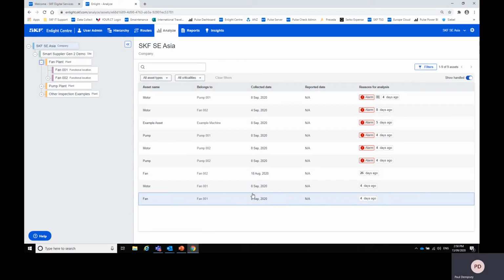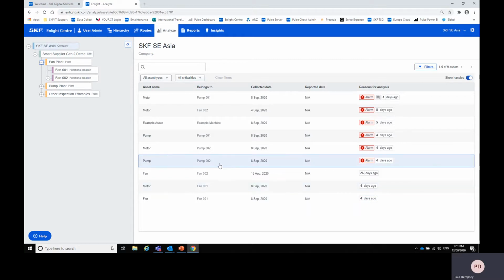SKF Enlight Centre is the database where all data for Smart Supplier customers is uploaded to. SKF use this to analyse the data and determine the condition of your assets in preparation for a report being returned to you, letting you know what machines have problems and what machines are running okay.